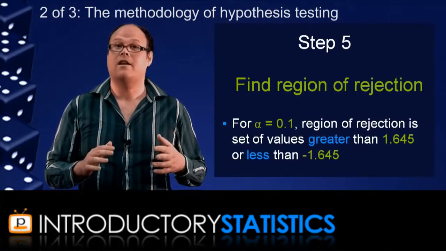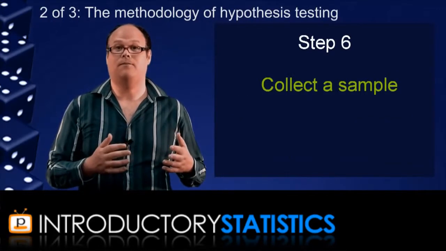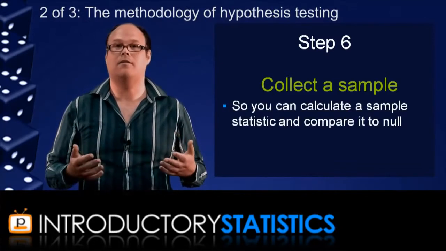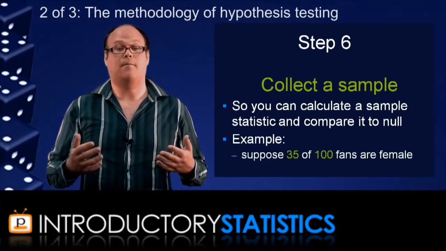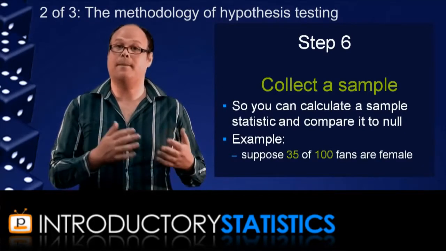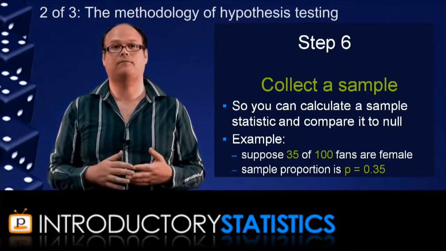But first, the next step, you collect a sample. You do this to calculate the sample statistic, which is what gets compared to the null hypothesis. So let's say you collect a sample of 100 basketball fans and that 35 of them are female. This gives a sample proportion of 0.35.